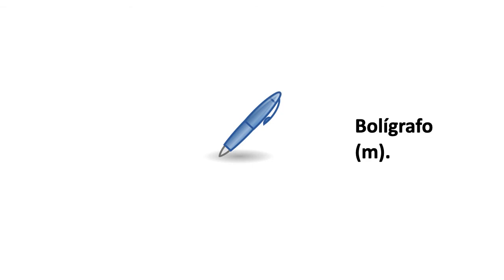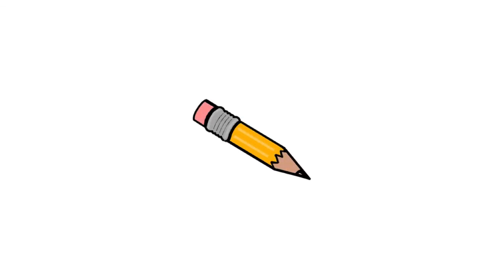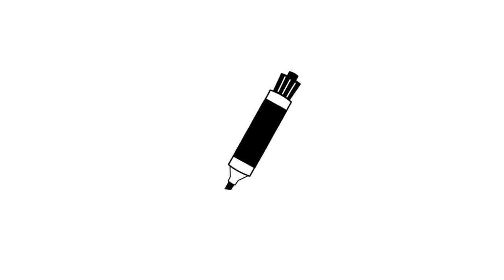Siguiente palabra, bolígrafo. I really hope you're practicing with me and that you're trying to pronounce those very open vowels of Spanish, right? Bolígrafo means pen. Nueva palabra. Lápiz. Lápiz means pencil, of course. Otra palabra más. Marcador. Marcador means, of course, marker.